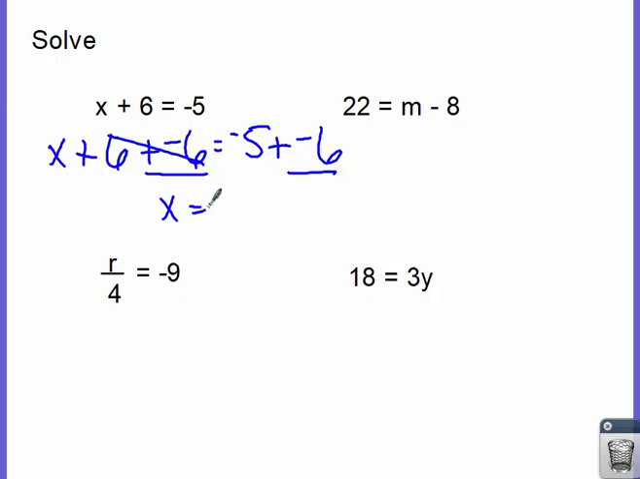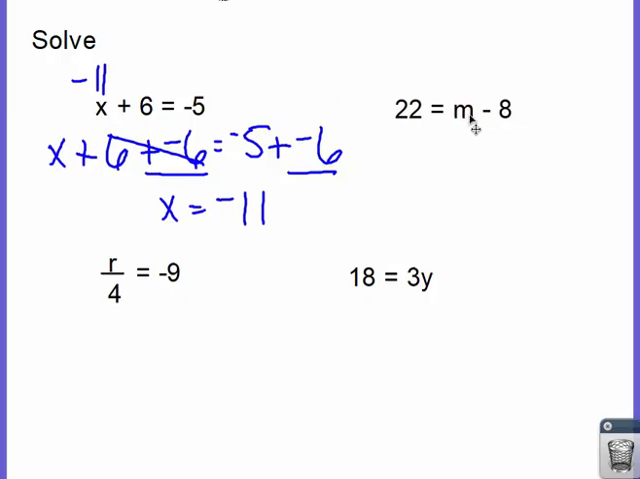which is what I want. I want to know what x is. Well, what is x equal to? Well, negative 5 and negative 6 make negative 11. Now we could even plug this back in and check our answer if we wanted to. We could take the negative 11, plug it back into the x. Negative 11 plus 6, does that give me negative 5? Yes, it does. And that's how we solve a one-step equation with addition.